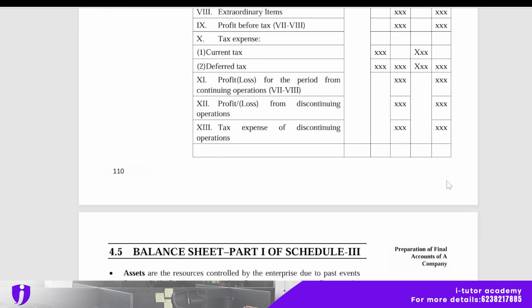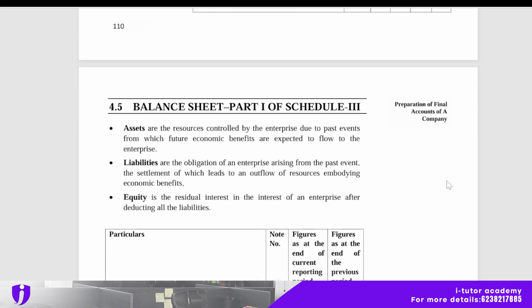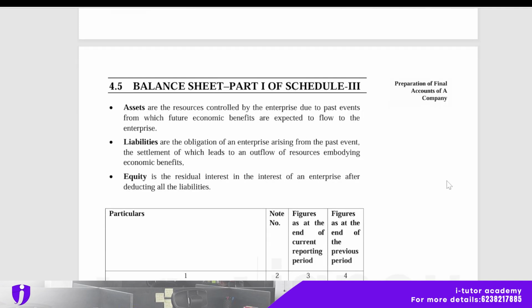And the next one is the balance sheet, Part 1 of Schedule 3. Assets are the resources controlled by the enterprise due to past events from which future economic benefits are expected to flow to the enterprise. And liabilities are the obligations of an enterprise arising from past events, the settlement of which leads to an outflow of resources embodying economic benefit. And equity is the residual interest in the assets of an enterprise after deducting all the liabilities.